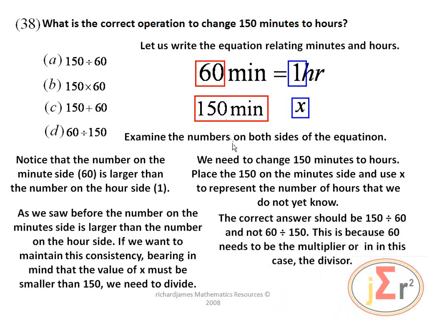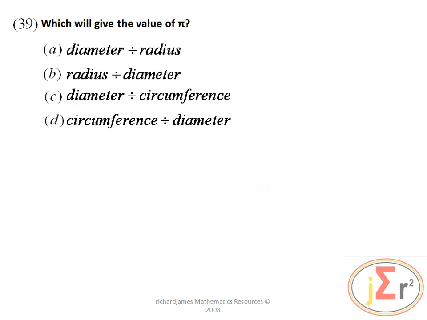So the correct answer should be 150 divided by 60 and not 60 divided by 150. This is because 60 needs to be the multiplier, or in this particular case, the divisor. The answer is option A, which will give the value of pi.